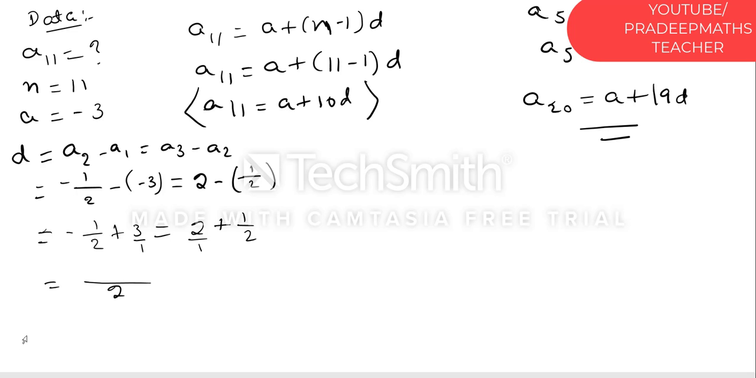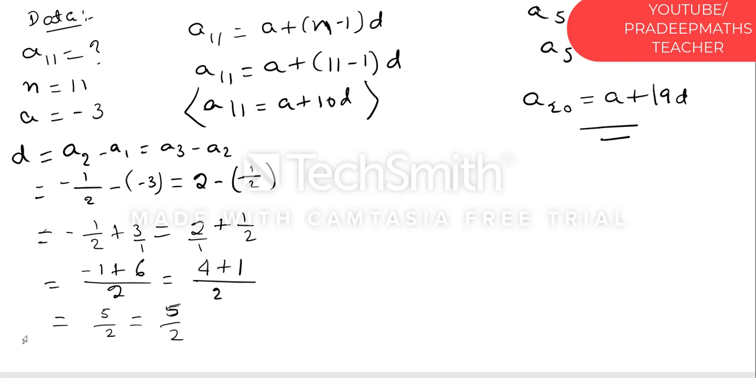2 1s are 2, 1 1s are minus 1 plus 1 2s are 3, 2 3s are 6. Equals to here also, 2 is the LCM. 1 2s are 2, 2 2s are 4, plus 2 1s are 2, 1 1s are 1. So here 6 minus 1 will be 5 by 2, because we take the sign of the biggest number. So here also 4 plus 1 is 5 by 2. Here 5 by 2. Clear?